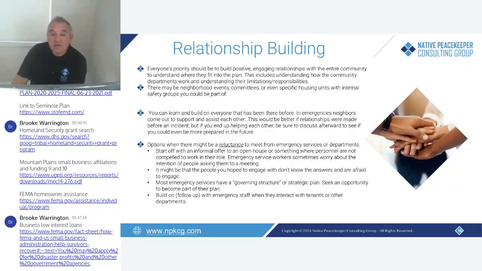There are other things for relationships, when sometimes you might have reluctance to meet from your emergency service departments. So that's police, fire, ambulance. I suggest a way to get in that door is to start off with an informal offer to an open house or something where they're not compelled to work in their role. So they're just coming as part of the community. It's almost a social, get to know each other, build some respect for each other. And that's the goal of the first meeting. Any meetings after that, they might be concerned because they didn't know the answers.